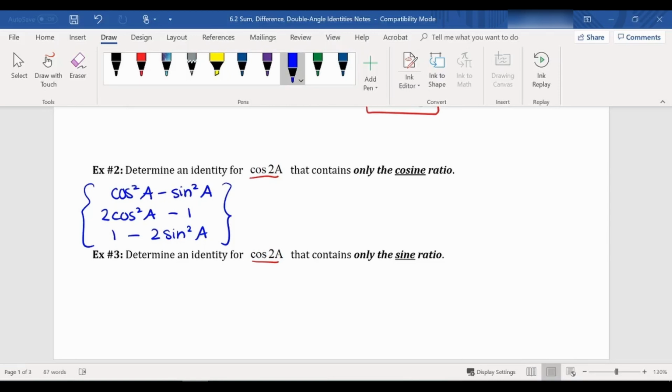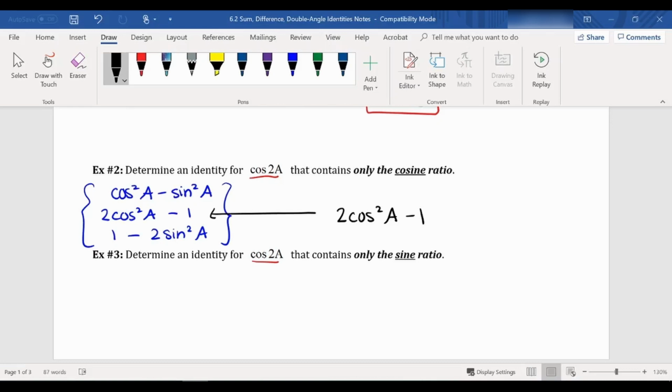So this question is simply saying, determine an identity, well, these are our 3 identities, that contains only the cosine ratio. So the question is, which one contains only the cosine ratio? Well, this one. The other ones both have a sine squared in them. So this one is the only one we can choose that does not have a sine in it.